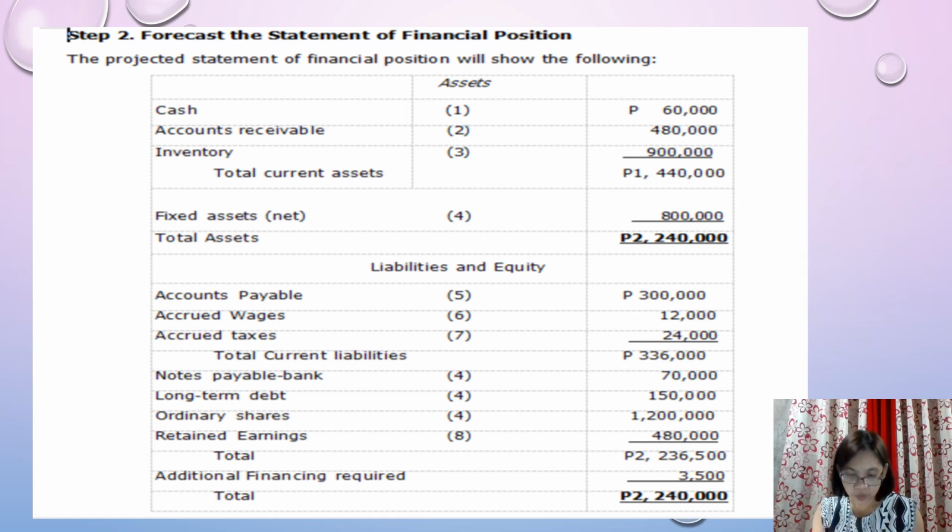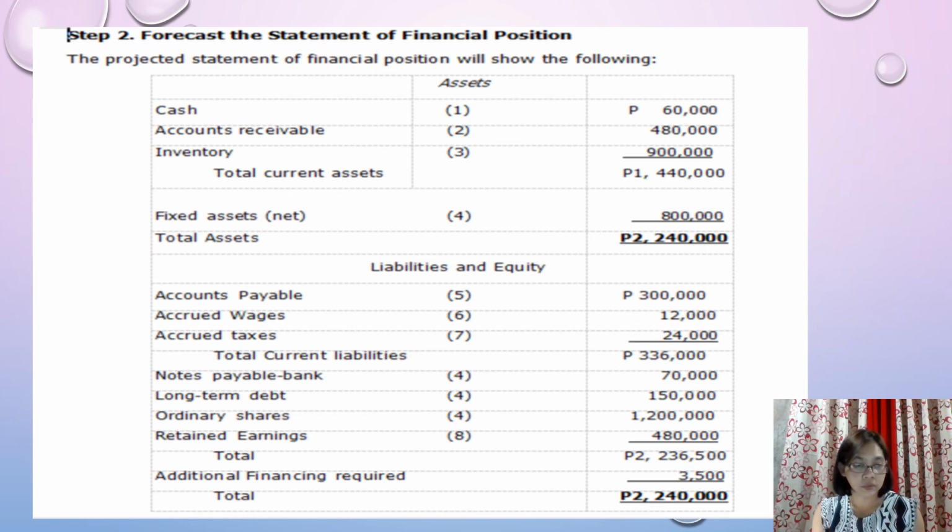Yung 282,100 po, yan po yung earnings after taxes. Diyan po sa step number 1, makikita nyo po yun, yung forecast the income statement. Okay. 282,100. And then, ima-minus po sa dividend. So, yung dividend na kukunin is yung 2020, susunod na taon, which is 101,000. So, ang magiging result is 480,000.